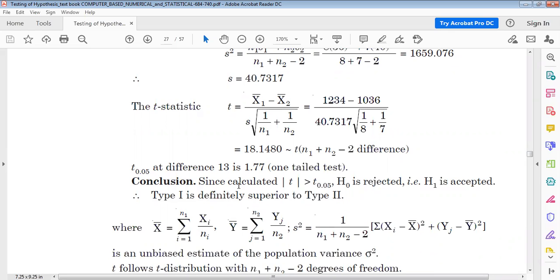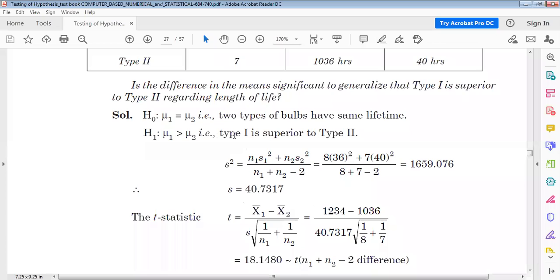Since the calculated value is much greater than 1.75, the null hypothesis is rejected. So the alternative hypothesis is accepted. So type 1 is definitely superior to type 2. Understand? Because this is the accepted statement.